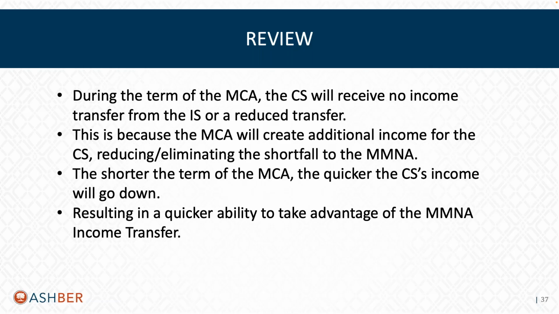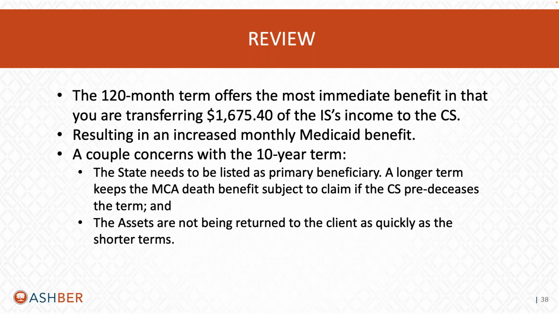And we can also notice that the shorter the term, obviously the quicker the community spouse's income will go down. So after that 12th month, like in that 12-month annuity, month 13, now the community spouse can apply for that MMNA transfer because her income's gone back down to that $1,000. The 120-month term offers the most immediate benefit because you're transferring $1,675.40 immediately on a monthly basis, essentially for a 10-year term. So this is going to increase the monthly benefit proportionately because of that.